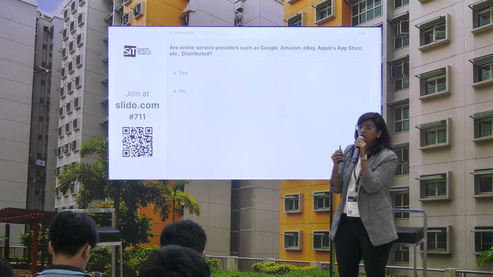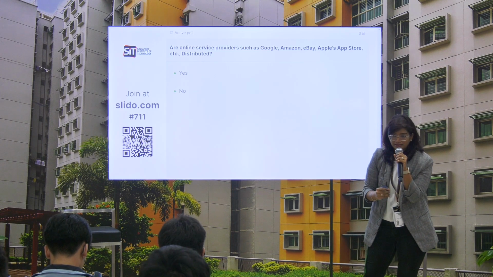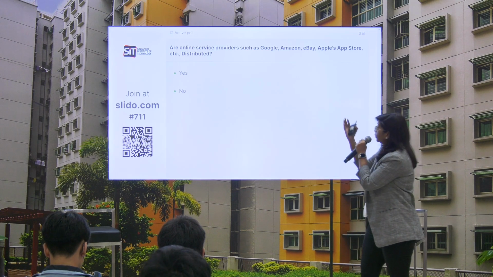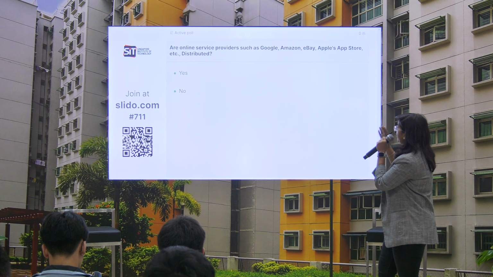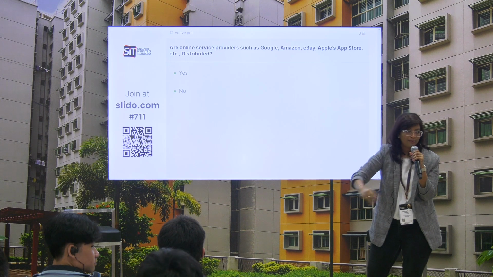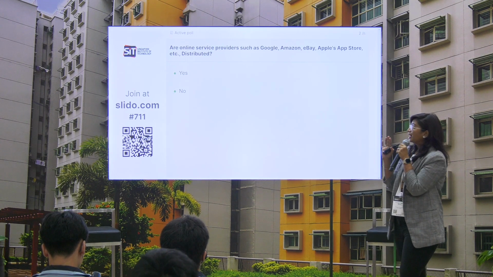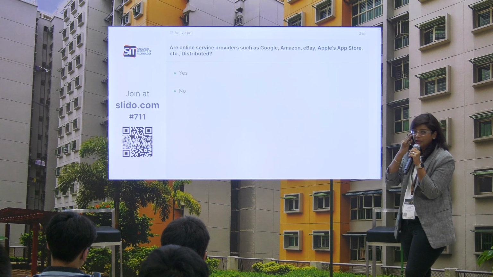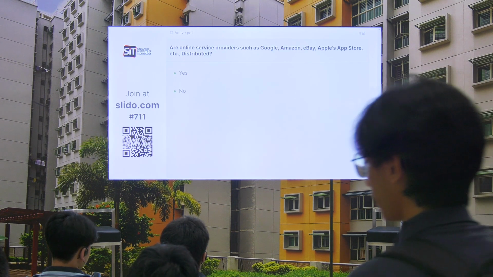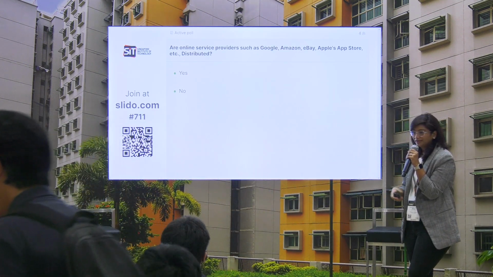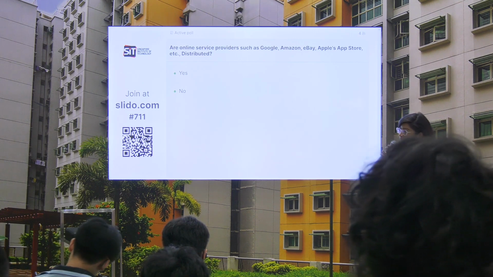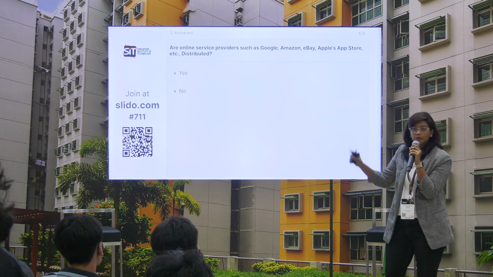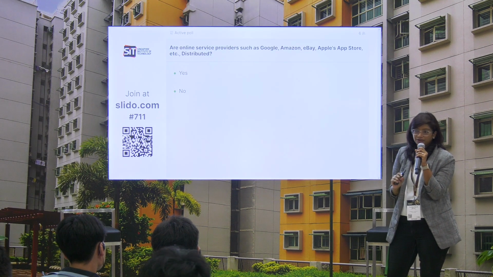Right. So we saw it is distributed, it is decentralized. So what is the difference between distributed and decentralized? Right? So there are online service providers, Google, Amazon, eBay, Apple, Lazada, so many applications. So are they distributed? The way they host the application, is it distributed? Okay, those are two different terms, distributed and decentralized. So we are looking at the question of, are they distributed?